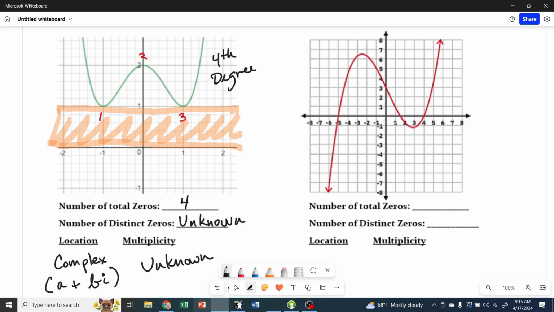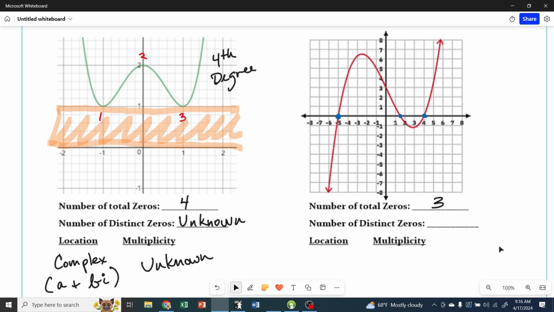This problem here is pretty simple, right? It's got a peak and a valley, so it's a 3rd degree polynomial. So it's going to have 3 zeros. And we have 3 distinct zeros. We've got 1 here, 1 here, and 1 here.